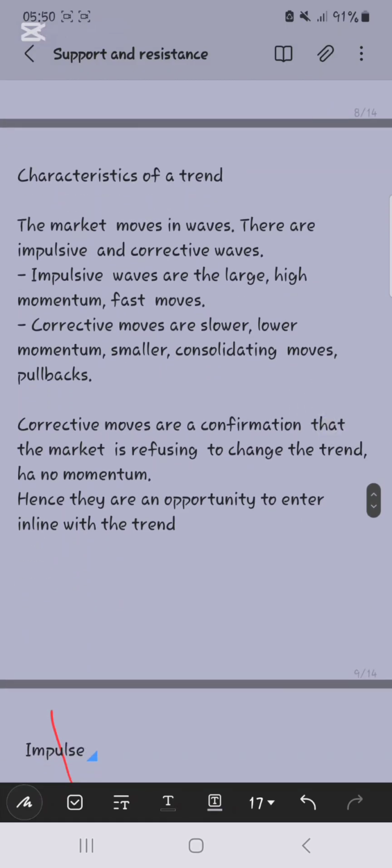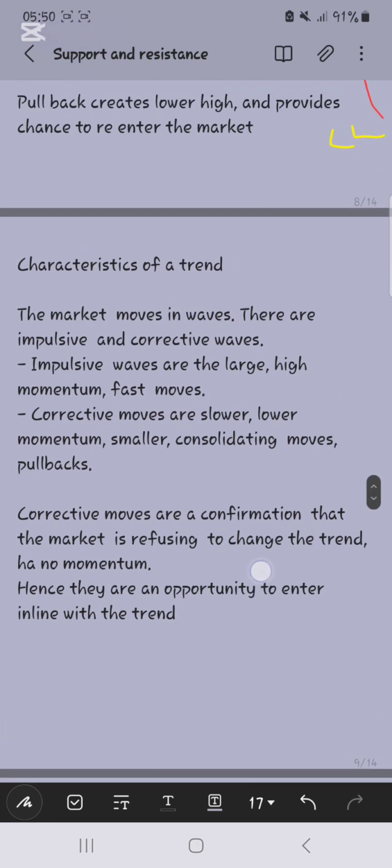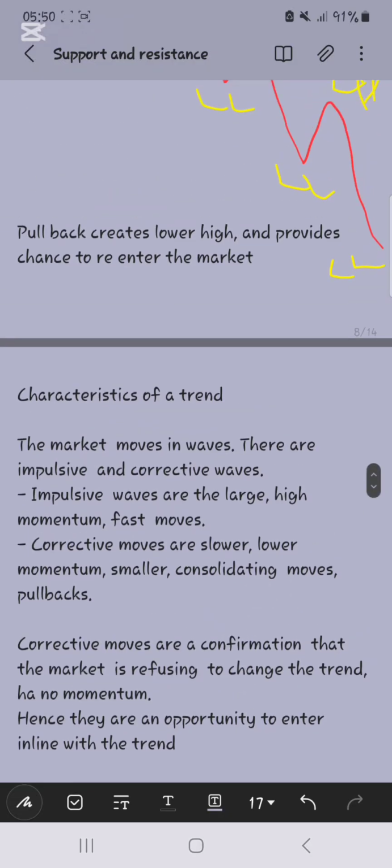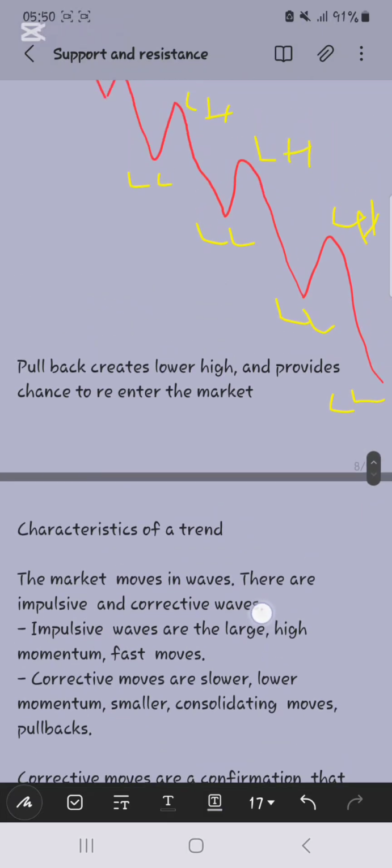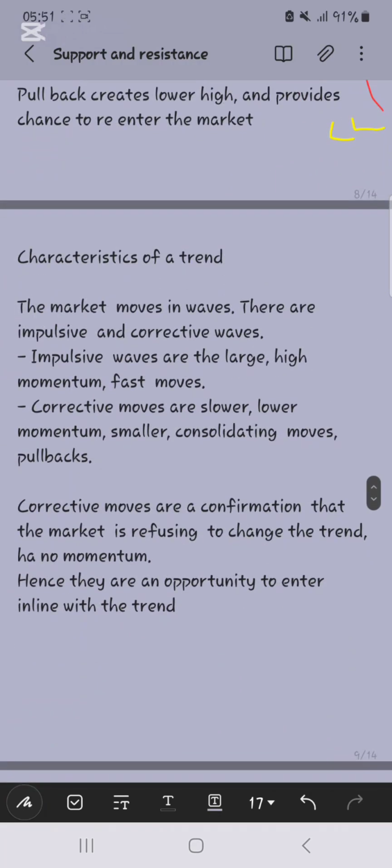So what are the characteristics of a trend? The market moves in waves. There are impulsive and corrective waves. The impulsive are the larger moves; you can see that the candlesticks are larger, and they are faster. So this over here is what we want to call an impulsive move, and this over here is the correction. So the market moves in waves: impulse, correction, impulse, correction, impulse, correction. Those are the waves that I'm talking about. And the corrections are usually slower, low momentum, smaller candlesticks, or consolidating.